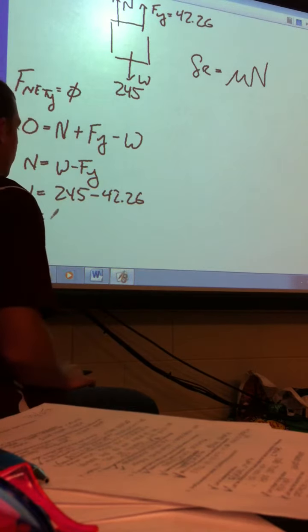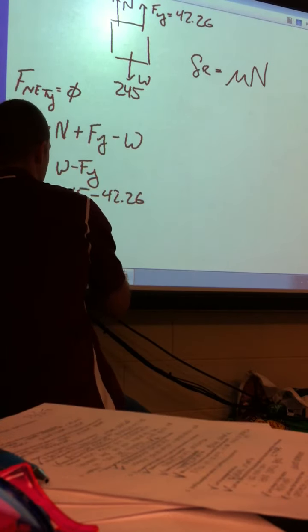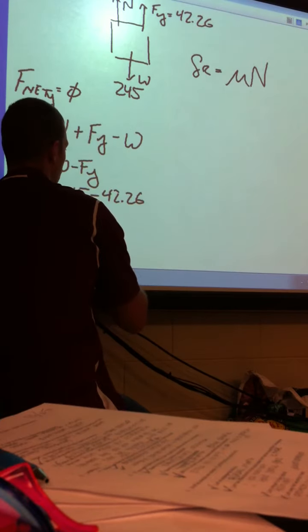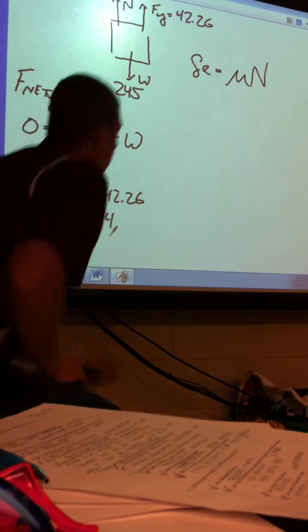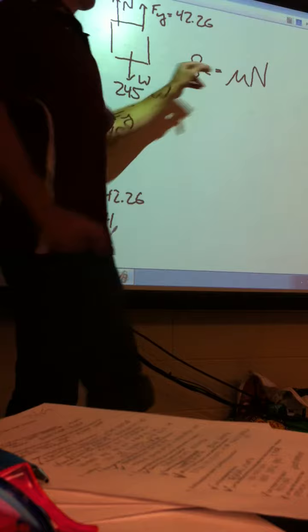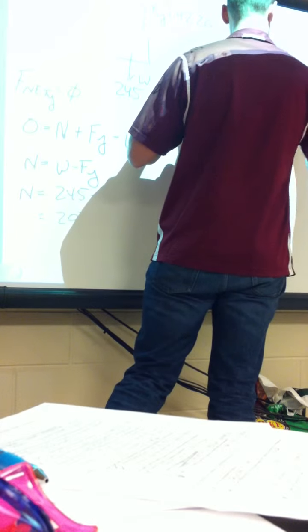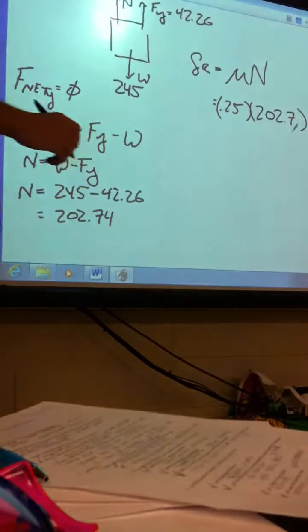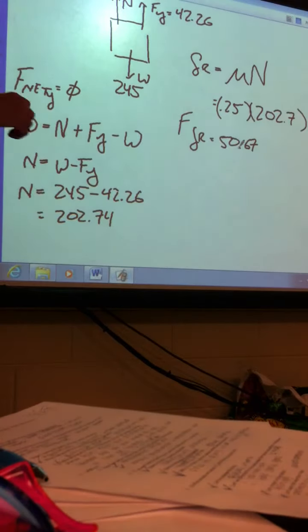What is that? 202.74. Right? Do I know mu? What's mu? All right, so force friction is 50.675.